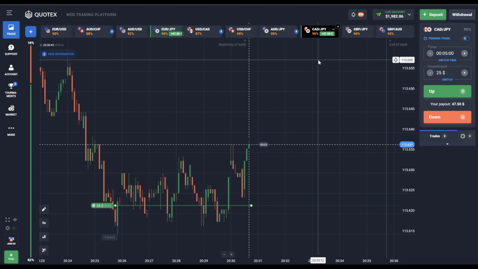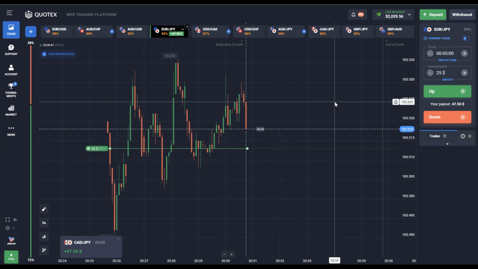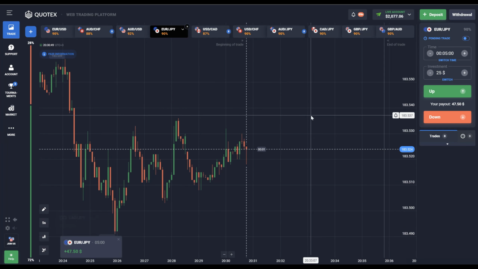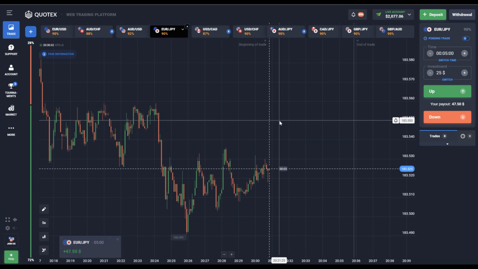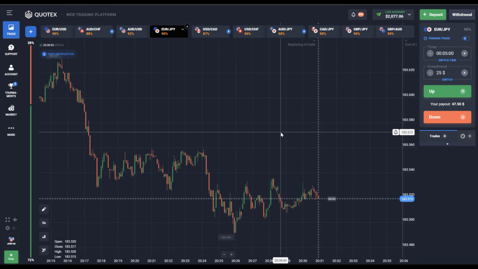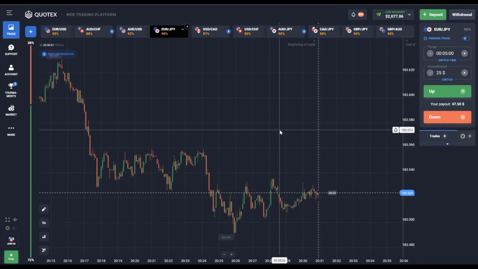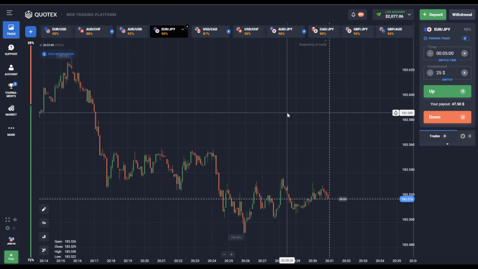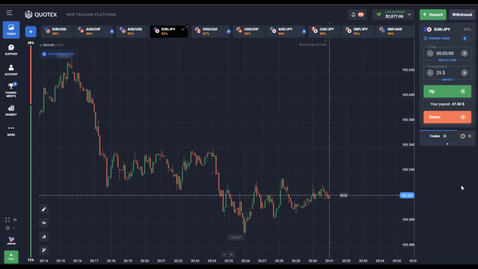The Canadian dollar-yen will close, yes, in profit, and the euro-yen possibly as well. Yes, it's closing in profit too. In the end, 6 out of 10 trades closed in profit after all. It's turning out to be very, very slow to make money. Of course, these aren't the best forecasts, but it's still possible to end up in profit.